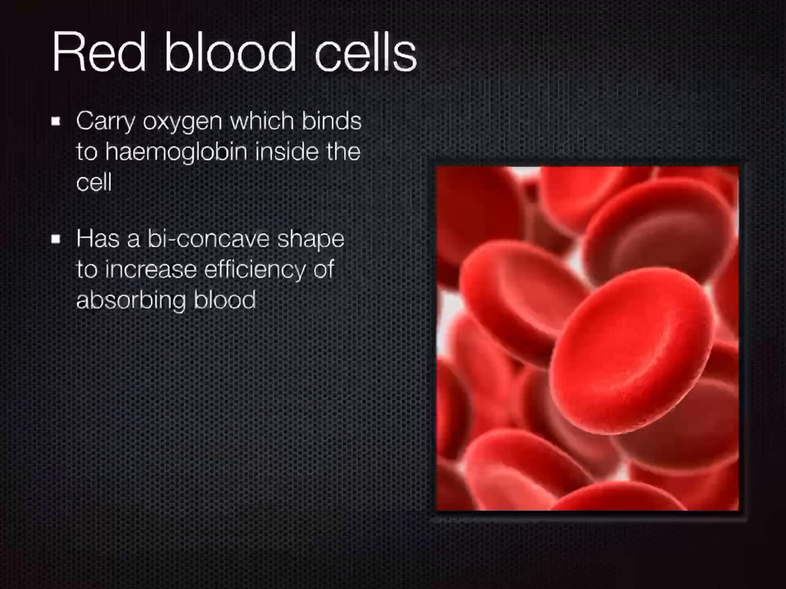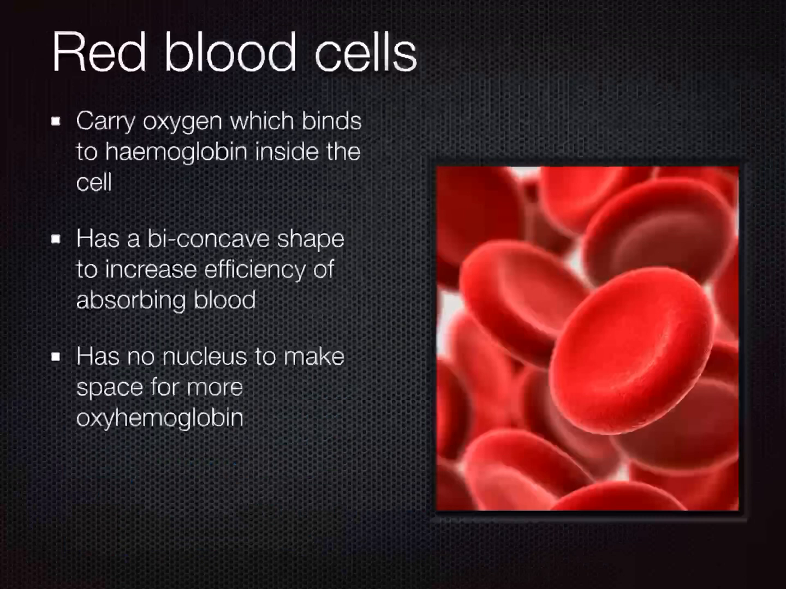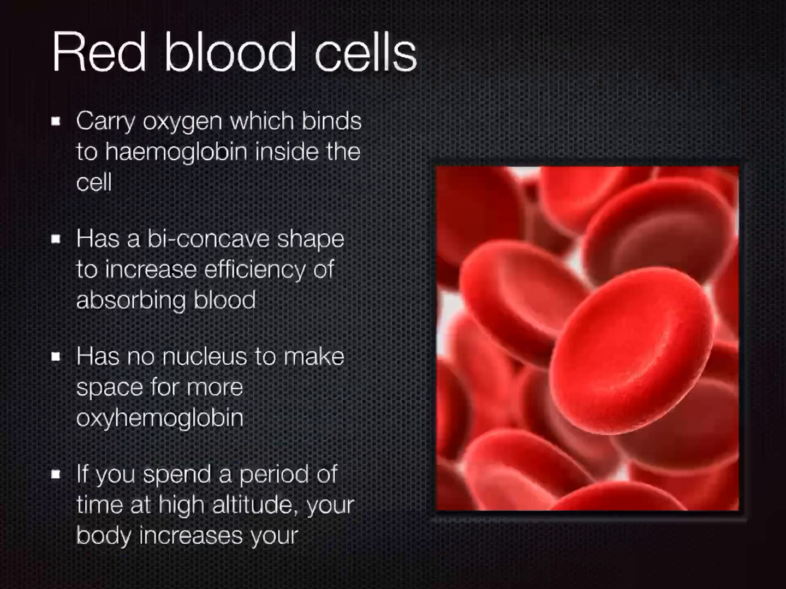The red blood cell itself has what we call a biconcave shape. It's like a disc with a dimple on either side. That dimple increases the surface area so it can absorb more oxygen. There's a typo there, not absorbing blood, absorbing oxygen, okay? So we call it a biconcave shape. It has no nucleus, so there's more space for the oxyhemoglobin. And if you spend time at a high altitude, your body actually increases the number of red blood cells that you have.